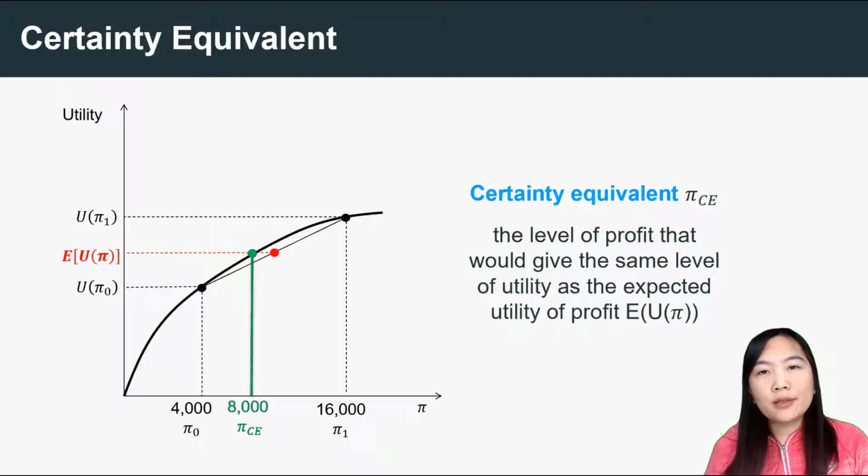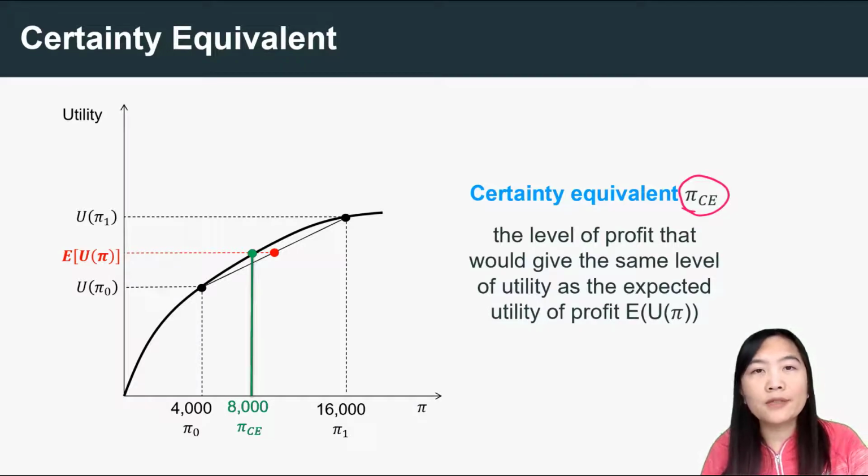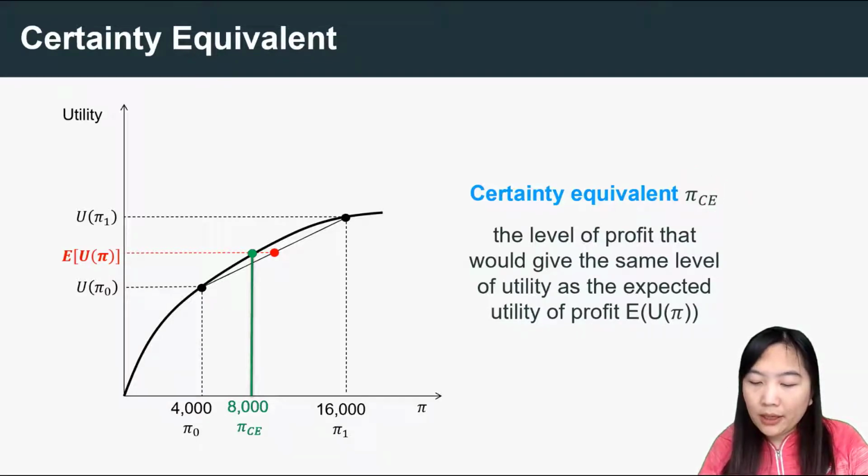So certainty equivalent, or here I call it pi CE. CE is for certainty equivalent. This is a level of profit, as you can tell that I use the letter pi, which is the letter we have been using in this course to denote profit. So CE is a level of profit.